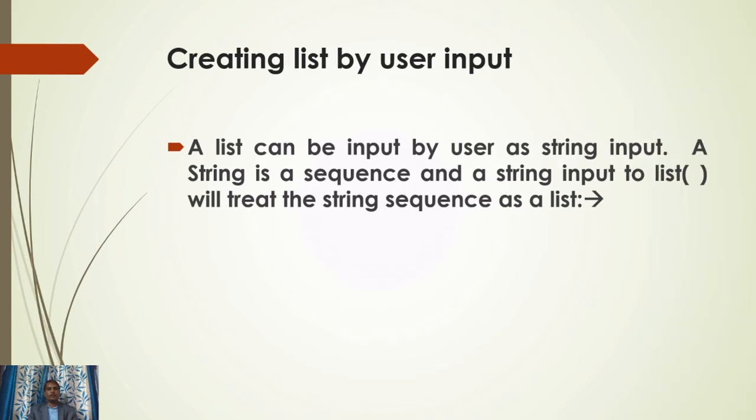Now, can we ask the user to enter some value and, based on that value, create a list? Yes. Now we are going to learn creating a list by user input. A list can be input by the user as a string input. A string is a sequence, and when a string input is given to list, it will treat the string sequence as a list.